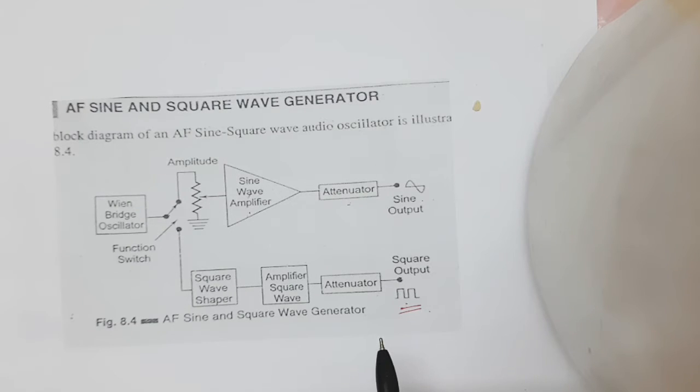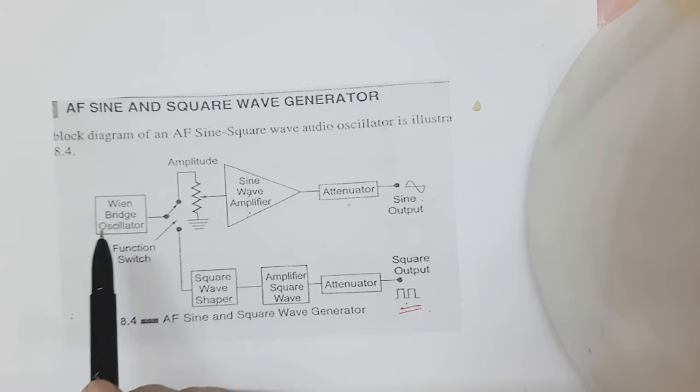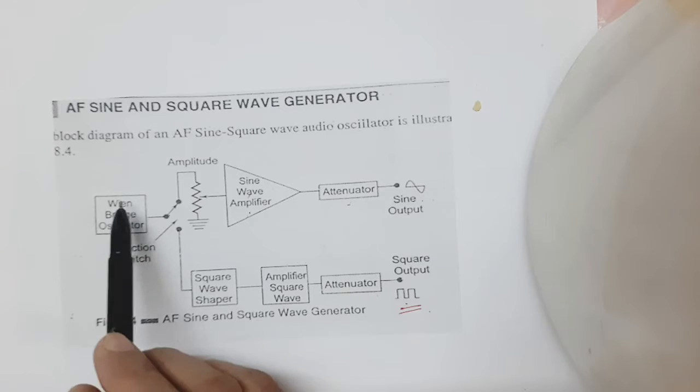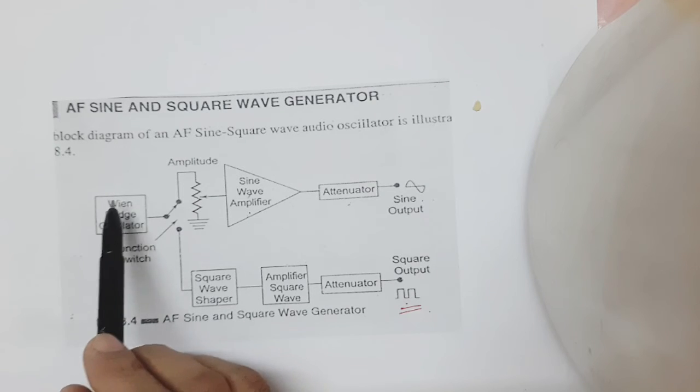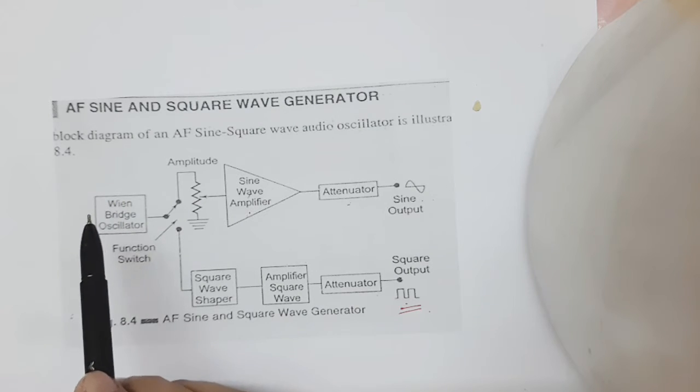So I have discussed this. The signal generator is known as an oscillator. A Wien bridge oscillator is used in this generator. See, this is your Wien bridge oscillator. The Wien bridge oscillator is the best for the audio frequency range. The frequency of the oscillations can be changed by varying the capacitor in the oscillator. So in this Wien bridge oscillator, there is a capacitor. We can change the capacitor, so we can change the frequency.